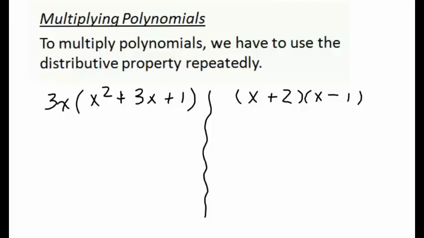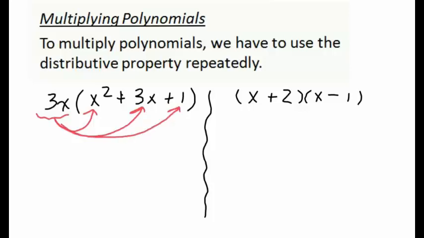To multiply our polynomials together, we have to use the distributive property repeatedly. By this, I mean that we're going to try to match up term by term the pieces in both the first polynomial and the second polynomial. So if I look over here and I'd like to use the distributive property, I could distribute my 3x to the x squared, to the second 3x, and to our positive 1.